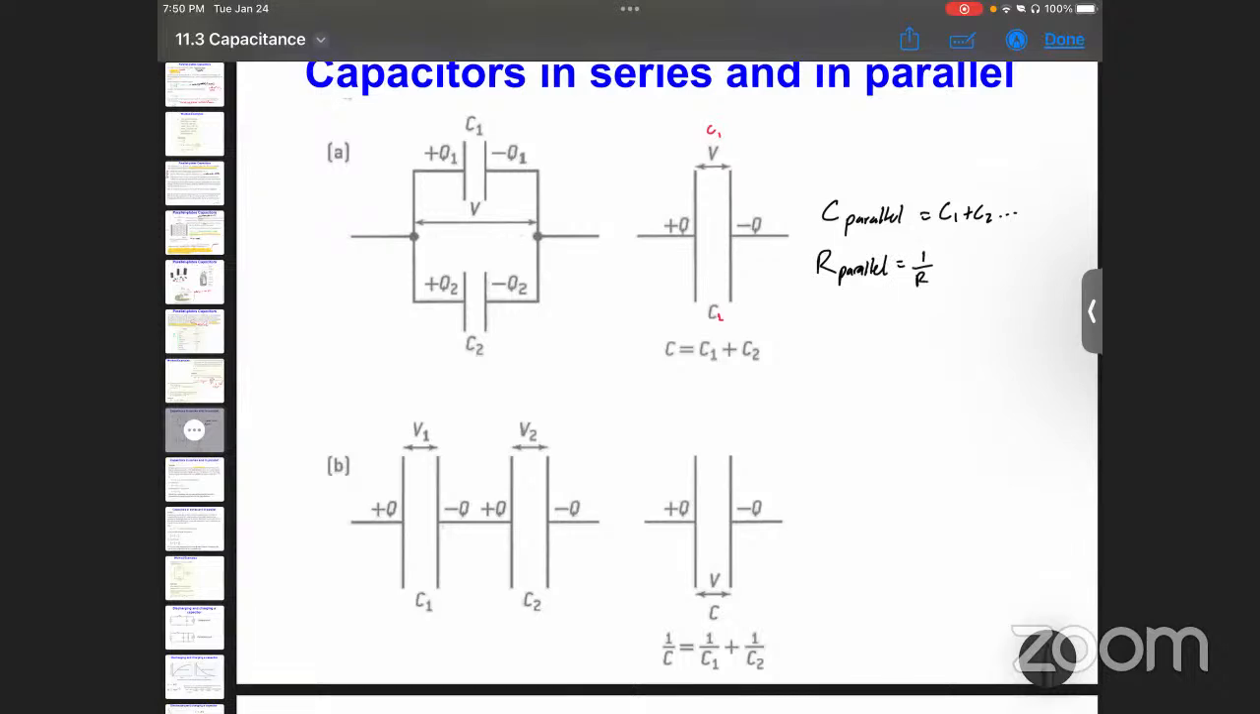Please notice that the parallel formula for capacitor is very similar. The series one to the series one is the reverse with resistor. Look at that. Series parallel, parallel series. Just don't want you to get confused.